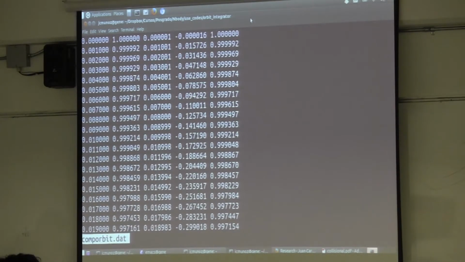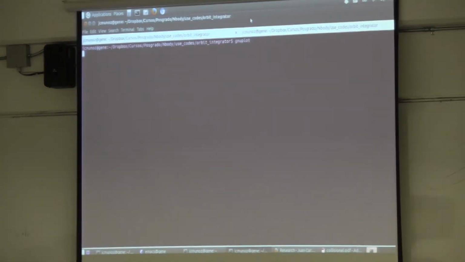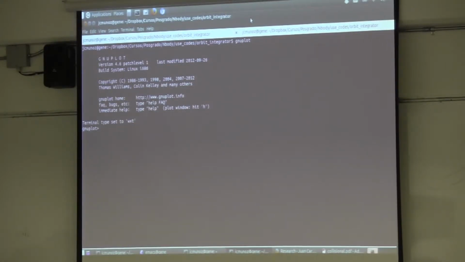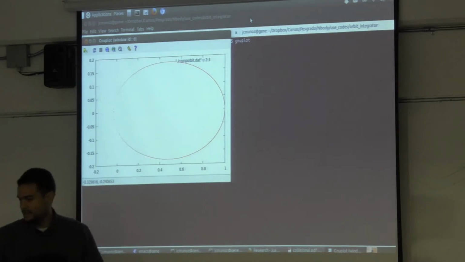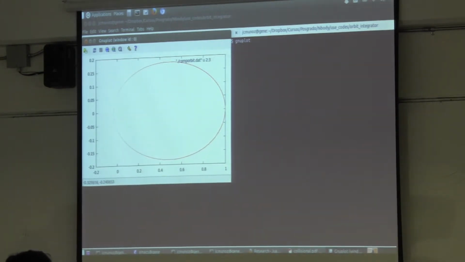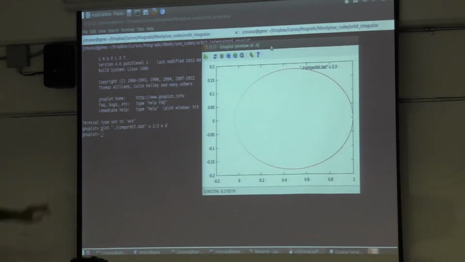Let's look at the result of the simulation. Let's call it plot. And let's plot the content of the file using columns 1, 2, and 3. And then you should get this thing, the one you have here.